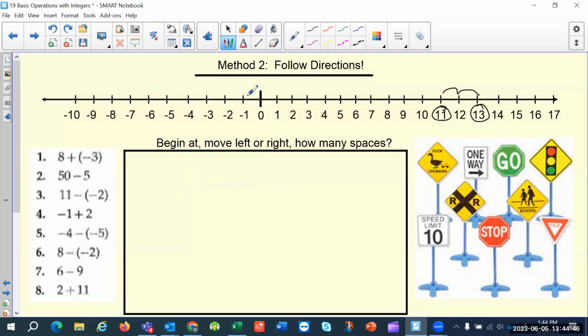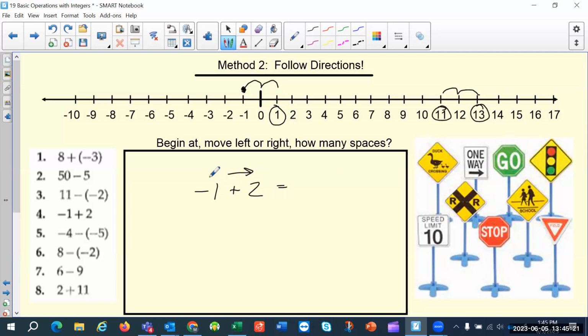Let's keep rolling. Follow the directions. Negative 1 plus 2. Now, these types of questions get people in trouble all the time. There's lots of ways to tell people how to solve this. However, we're talking about following directions. So we're going to start at negative 1. We're going to start right here. Which direction are we going to go? Well, it's plus. That's to the right. How many spaces are we going to move? We're going to move 2 spaces to the right. 1, 2. Right there's the answer.